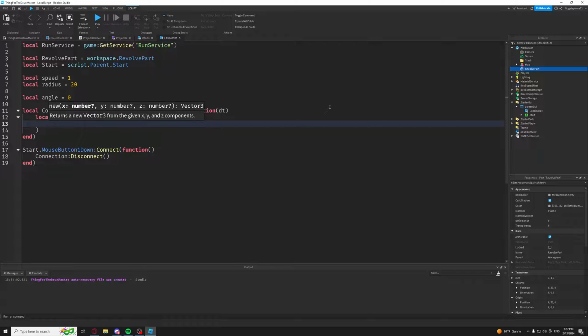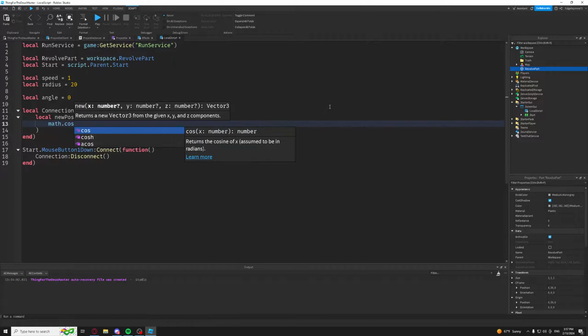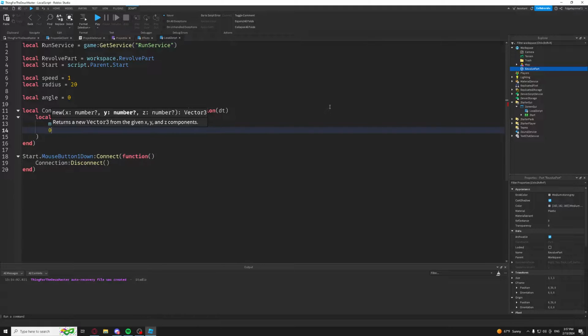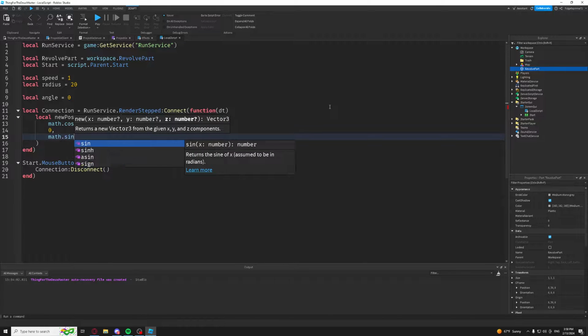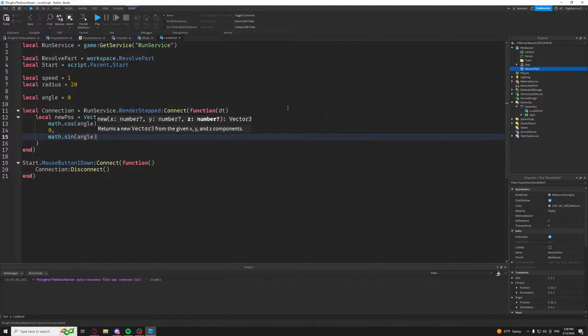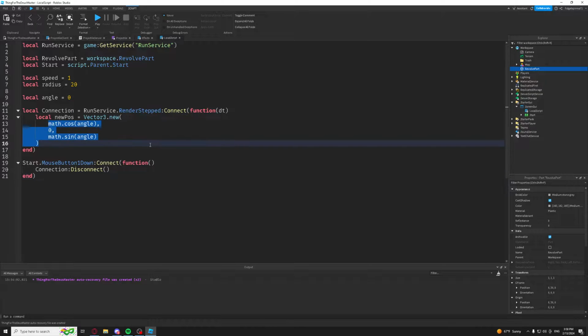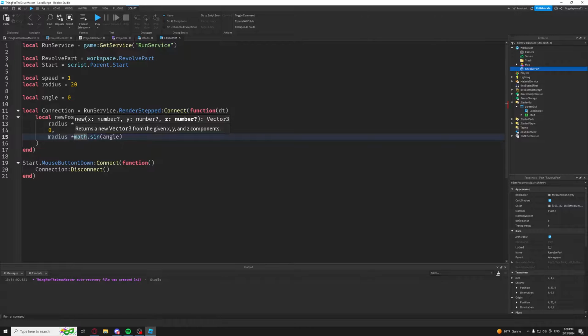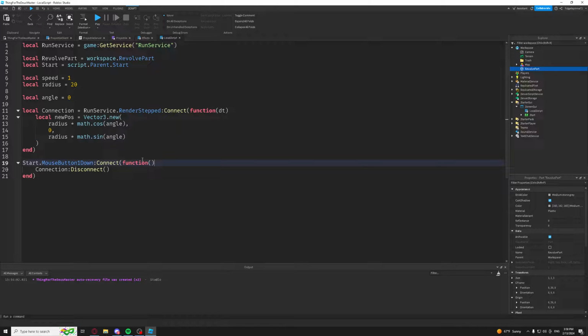So if you remember a unit circle, you'd know that the X value of the coordinate is equal to the cosine of the angle. So math.cos(angle). And then let's have 0 for the y-axis, and then math.sin(angle). And that's literally it. And then all we have to do is multiply this by the radius. So radius times that. All right. And that's literally it.